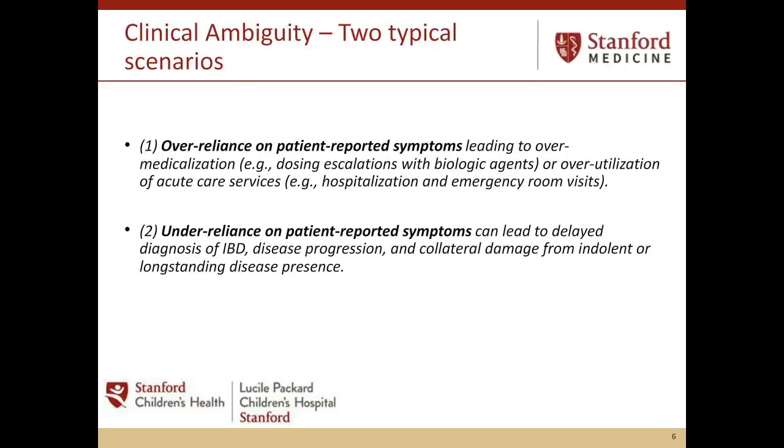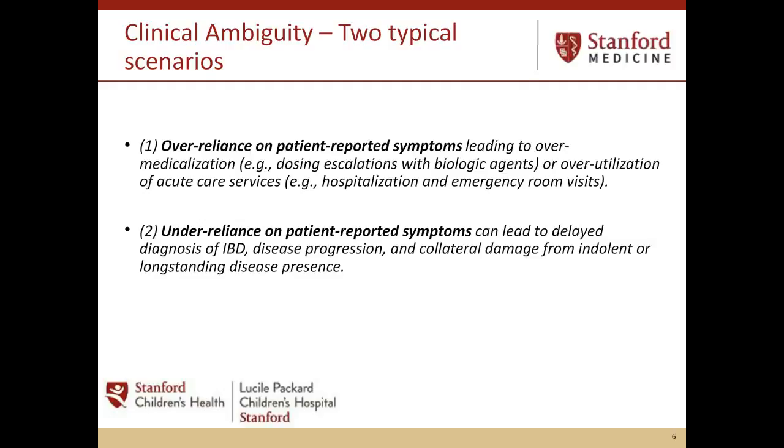So what I'm trying to get at is the fact that whenever I have a patient in my clinic, there's clinical ambiguity between the IBS and IBD. Whenever I think about inflammatory bowel disease, I may even have over-reliance or under-reliance of patient-reported symptoms. Whenever I have over-reliance on patient-reported symptoms, I may start to escalate medicines. I may start to increase healthcare utilization and healthcare services, such as emergency room visits, hospitalizations even.